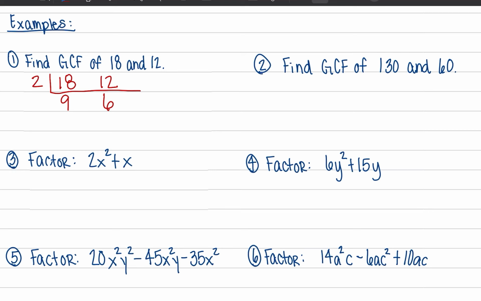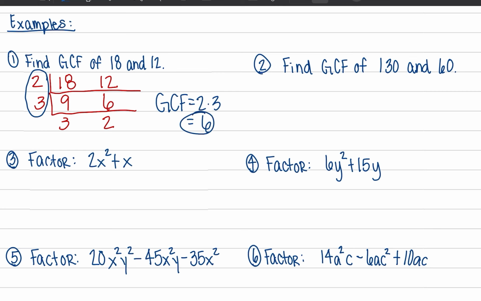When I do that, they still have a common factor. They're both still divisible by 3, so I'm going to add another level and divide a 3 out. 9 divided by 3 is 3, and 6 divided by 3 is 2. Now we have 3 and 2, and they don't have any common factors, so whatever is divided out on the left is our GCF, and whatever is left over in the bottom did not have a common factor to divide out. So for this, our GCF equals 2 times 3, which is 6. They were both divisible by 6.